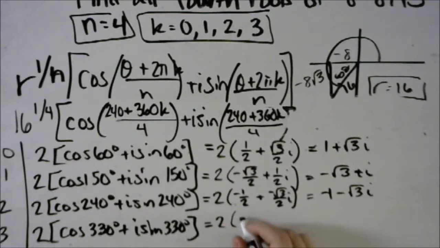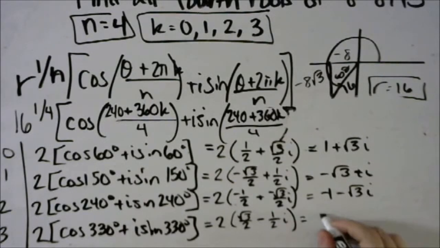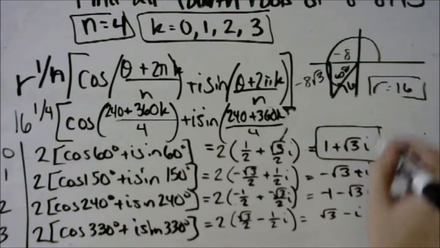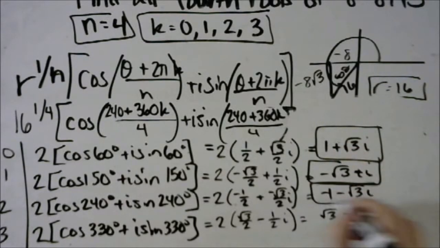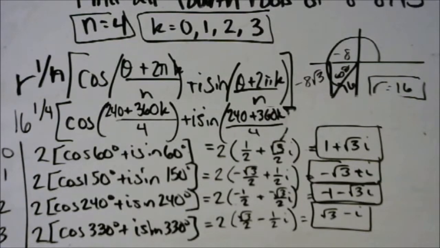And the last one is 330 degrees, where cosine is positive rad 3 over 2 and sine is negative 1/2. Last time to distribute the 2, and these are the 4th roots of the complex number negative 8 minus 8i rad 3.